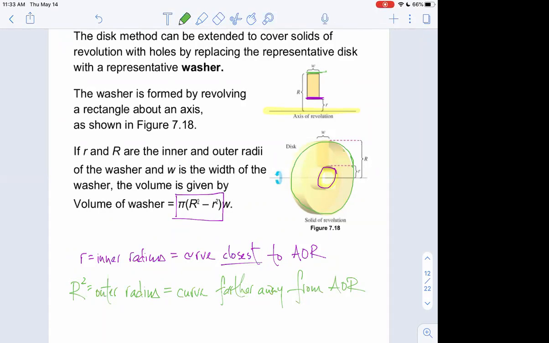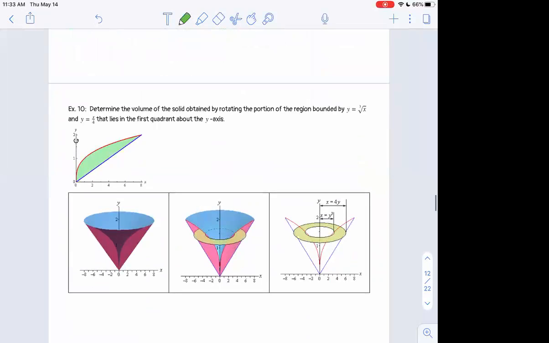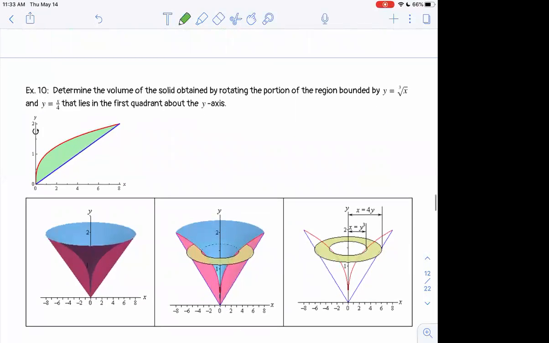We're gonna try example 10. And so now we're back with those fancy diagrams that I found on the internet, and I hope those are helpful in getting us to visualize what's happening, okay? But I will also show you how I would draw the diagram if I didn't have all the fancy technology. So example 10 says, determine the volume of the solid obtained by rotating the portion of the graph of the region bounded by y equals the cube root of x and y equals x over 4 that lies in the first quadrant about the y-axis.